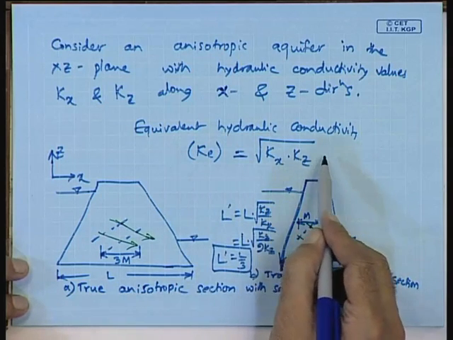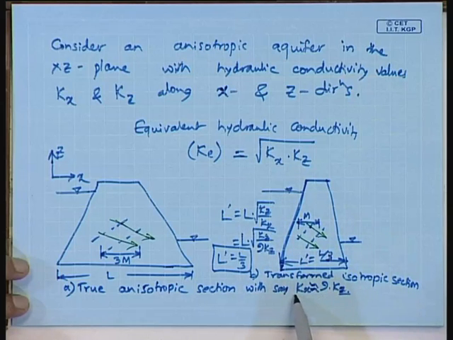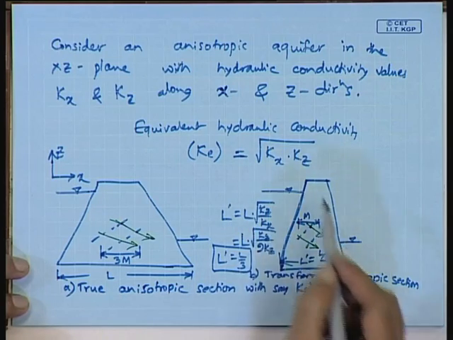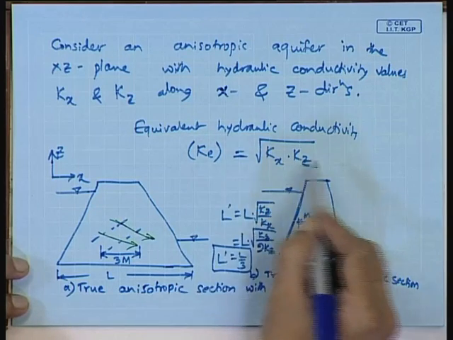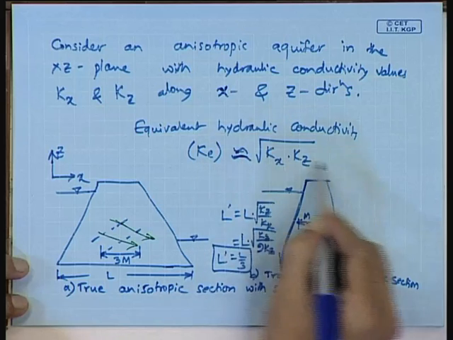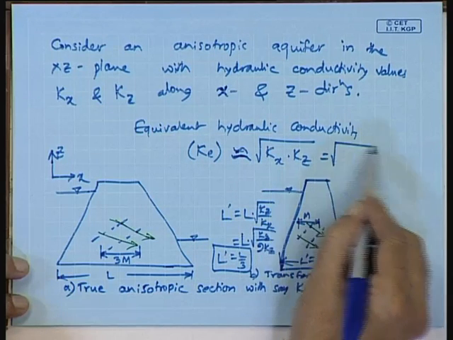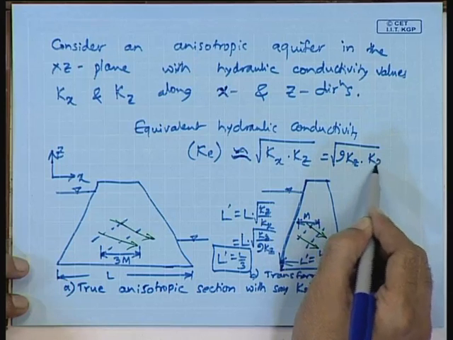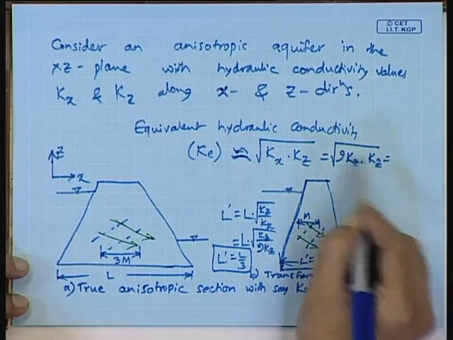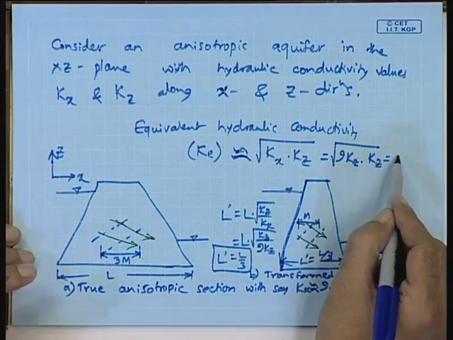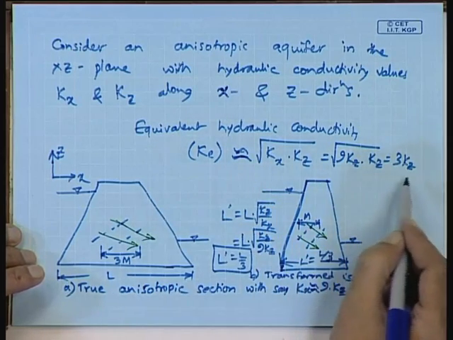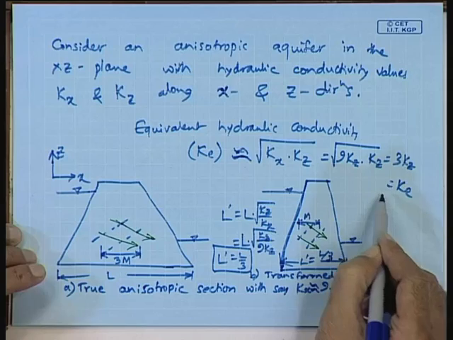And similarly, in this case, since we are taking kx approximately equal to 9 times kz, therefore here we can say this ke is approximately equal to the square root of 9 kz into kz, which is 9 kz square under square root. So this is 3 kz. So this is the equivalent hydraulic conductivity ke.